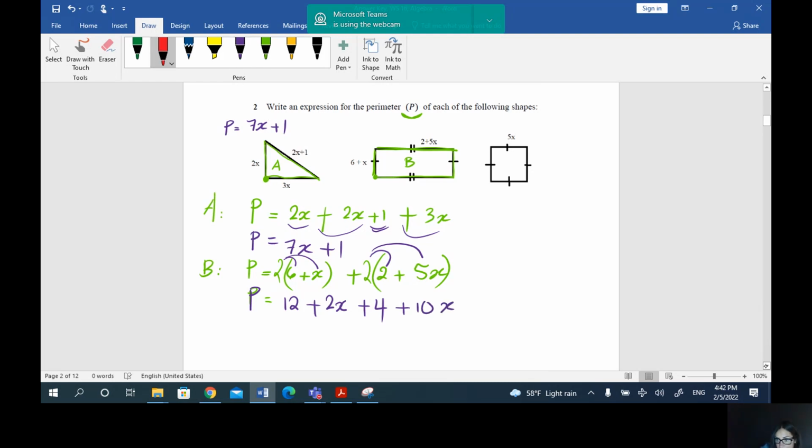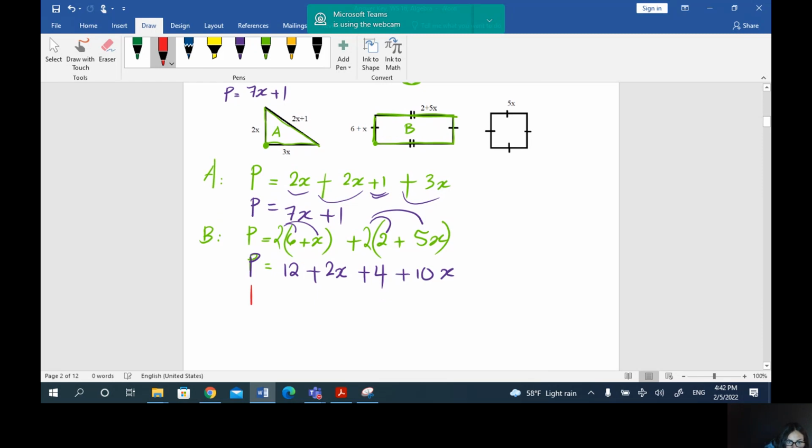Last step is putting it in its simplest form by collecting like terms. 12 and 4 are like terms, so 12 plus 4 is 16. Plus 2x and plus 10x are like terms, so 2 plus 10 is plus 12x. So the perimeter for this rectangle is 16 plus 12x.